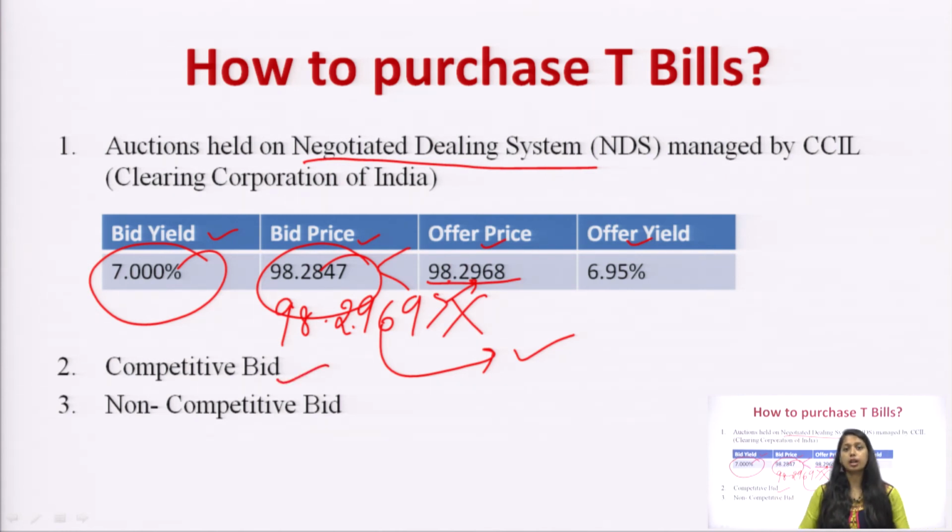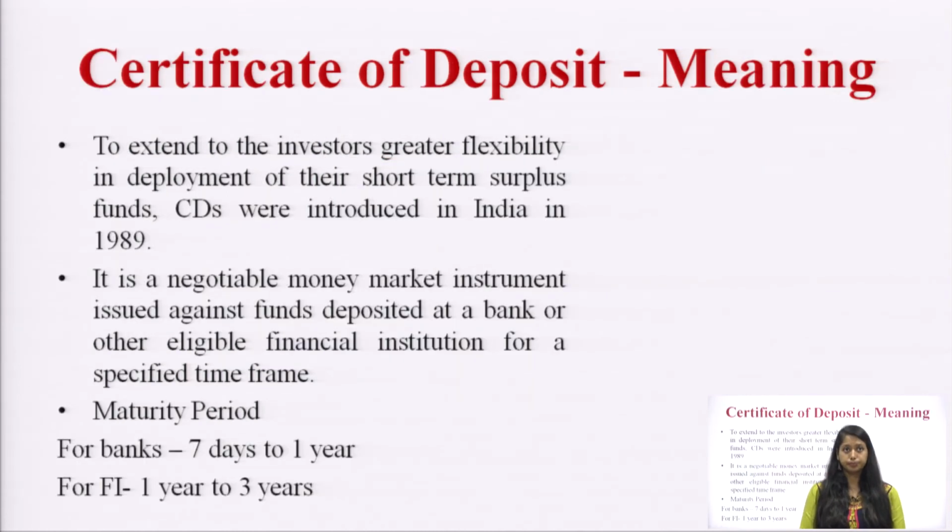Competitive bid means wherever the competition is taking place, multiple people are quoting the price, and whosoever is bidding the highest price, and that highest price should be more than the offer price, the transaction takes place. However, in the case of non-competitive bid, they take the weighted average method, and on the basis of the weighted average method, whosoever is quoting the value less than this, the person will get the bid. So, it is on the weighted average method wherein the 14 days auction takes place.